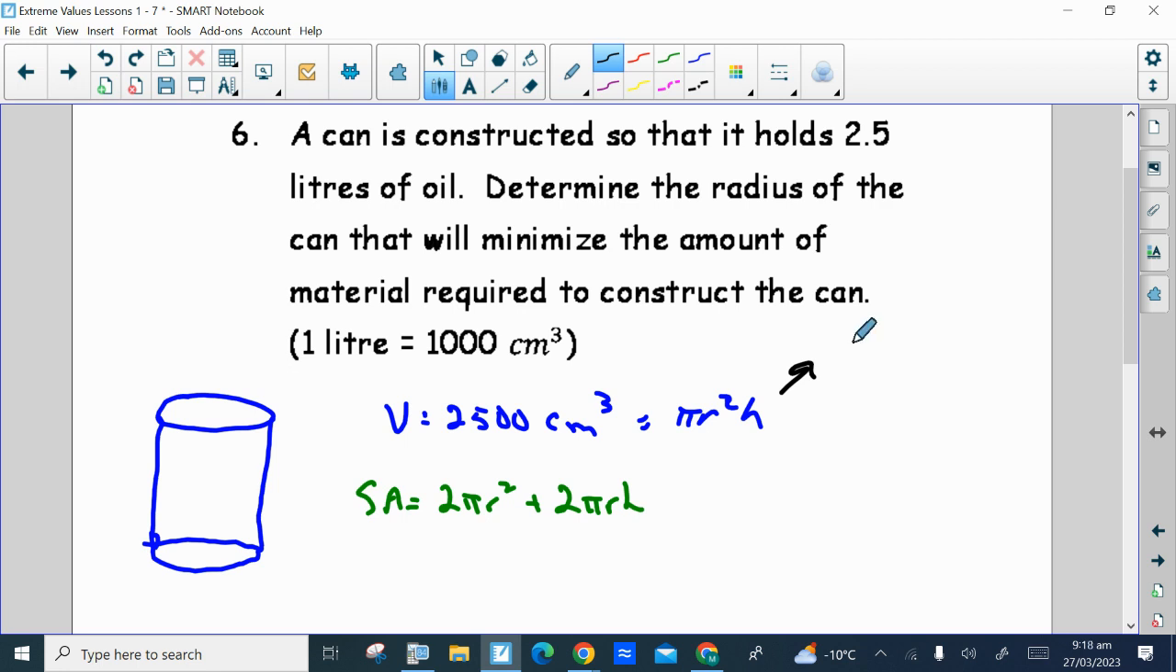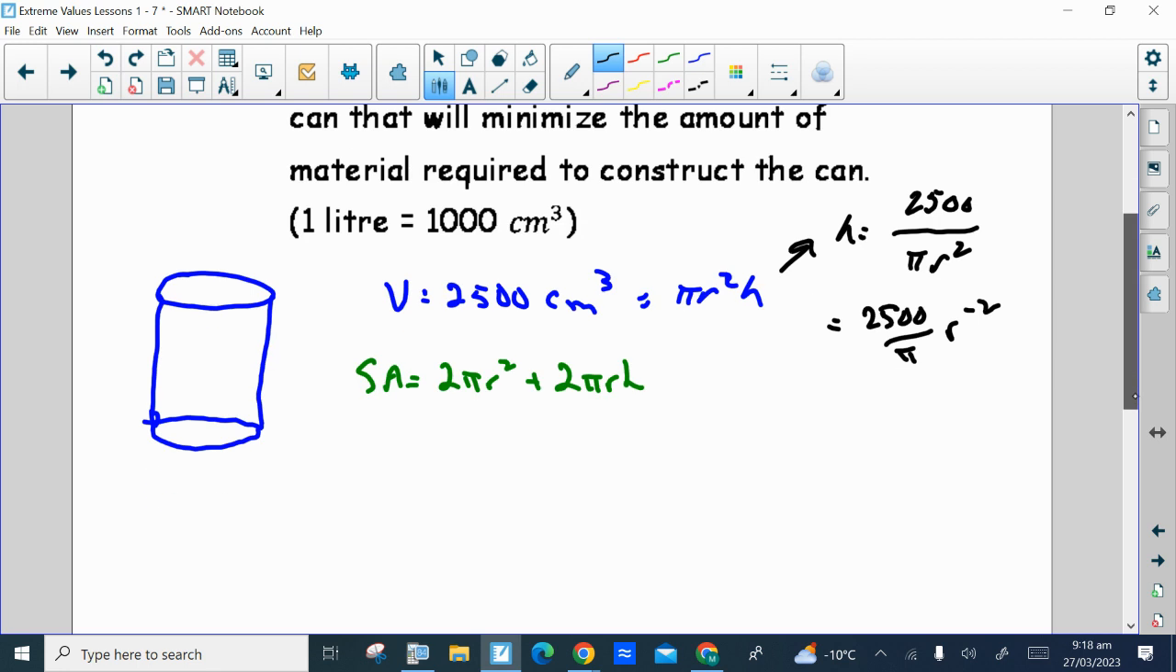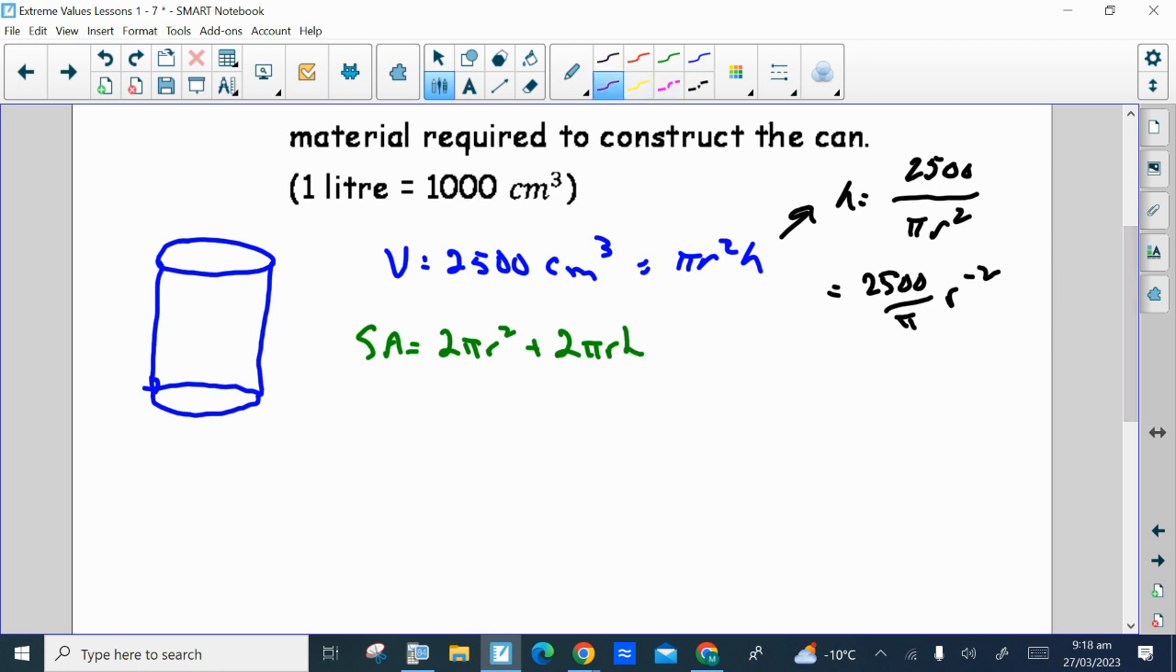We can say that h equals 2,500 over pi r squared, or 2,500 over pi r to the negative 2 if we want. That's what h is. So I'm going to let h equal that in my surface area formula.